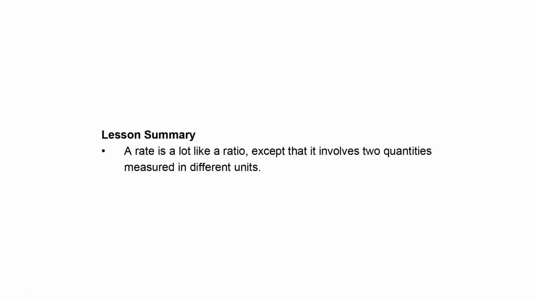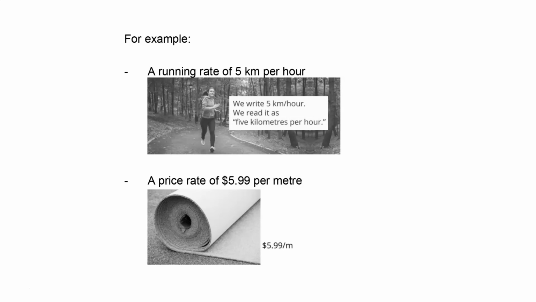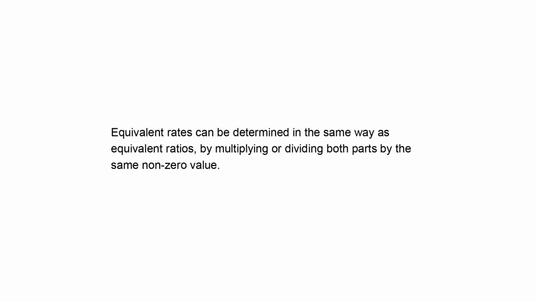Lesson summary. A rate is a lot like a ratio, except that it involves two quantities measured in different units. A running rate is 5 kilometers per hour. A price rate, for example, is $5.99 per meter. A sleeping rate is 8 hours per day. Equivalent rates can be determined in the same way as equivalent ratios, by multiplying or dividing both parts by the same non-zero value.